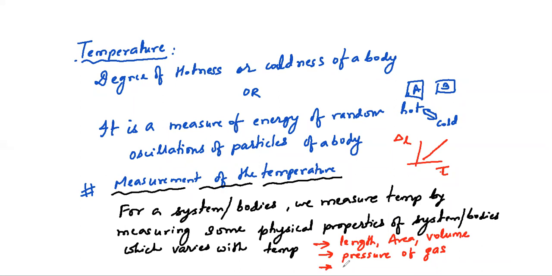Or we may have the resistance of a wire. There are some wires in which the resistance will be directly proportional to the temperature. So we can measure the change in temperature by measuring the change in the resistance of the wire. Or similarly, we may use the refractive index of any substance. So there are so many possibilities, right? So please note down till this point.